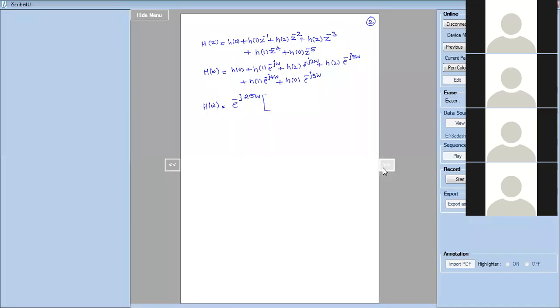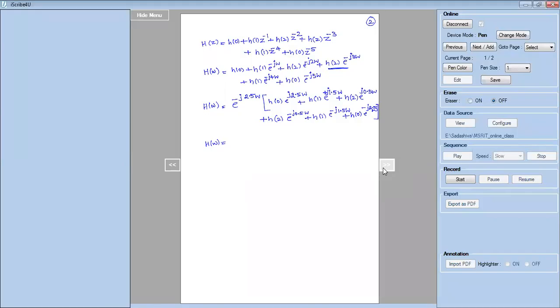Okay. If I'm taking e to the power of minus j 2.5 omega as common, then I will be having h of 0 into e to the power of j 2.5 omega plus h of 1 into e to the power of j 1.5 omega plus h of 2 into e to the power of j 0.5 omega, plus h of 2 into e to the power of minus j 0.5 omega plus h of 1 into e to the power of minus j 1.5 omega plus h of 0 into e to the power of minus j 2.5 omega. Is it making sense? Yes, sir.